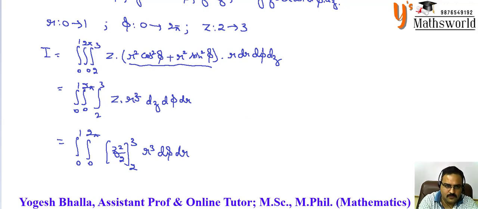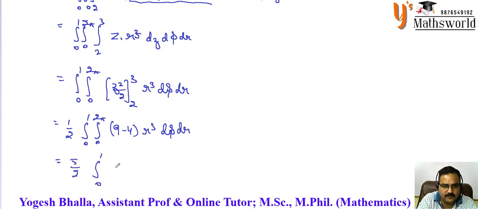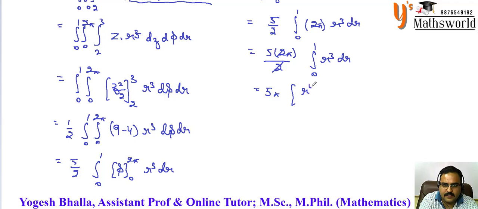So what do we get now? We get 1/2 as a constant, with the upper limit 3² being 9 and 2² being 4, times r³ dφ dr. So 9 minus 4 is 5, giving 5/2. Now integrating with respect to φ, 0 to 2π, times r³ dr. Upper limit minus lower limit gives 2π, so it will be 5 into 2π over 2 within the limit 0 to 1 of r³ dr. So 2 and 2 cancel, and we get 5π. The integral of r³ is r⁴/4 within the limit 0 to 1, so it will be 5π times 1/4, which is 5π/4.